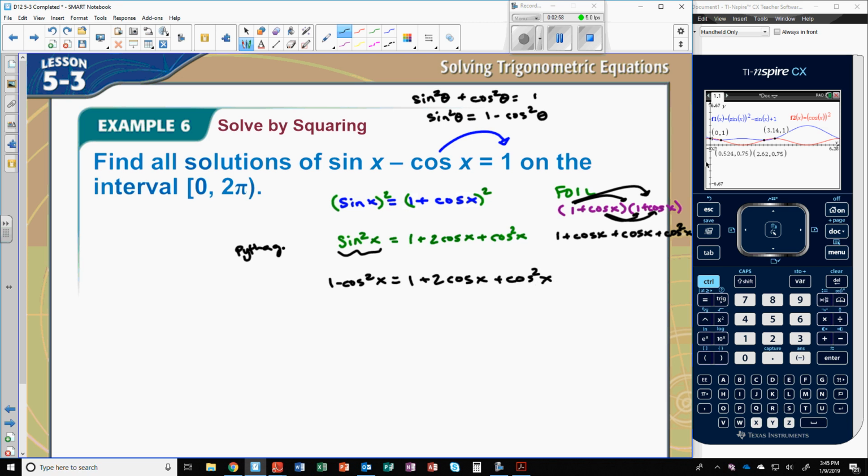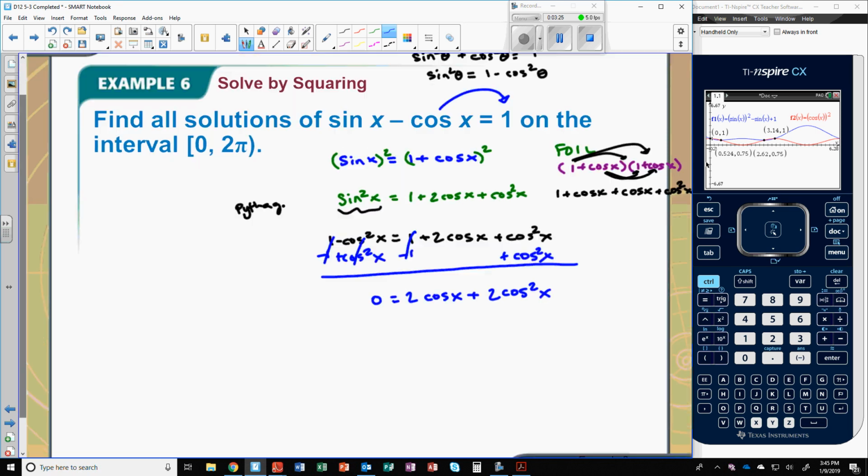And now I'm going to combine my like terms. So I'm going to subtract 1 here. So if I do that on the left, I've got to do it on the right. And I'm going to add cosine squared x here. And so I need to add cosine squared x there. I do that. These go away. This goes away. That goes away. And I'm left with 0 equals 2 cosine x plus 2 cosine squared x. Now, just like example 5, I'm going to do GCF.